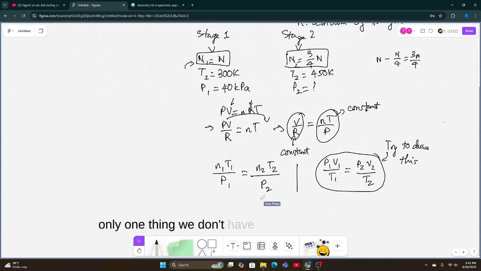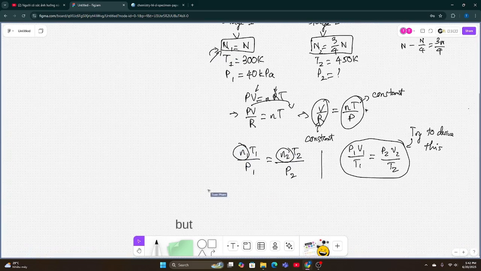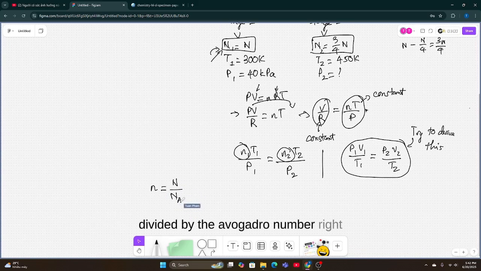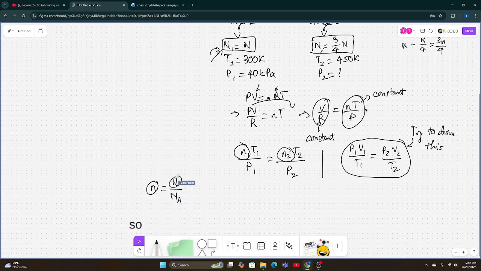Okay. All right. So now we have n1, n2, T1, T2, P2. The only thing we don't have is this: n is the moles, right? And this is the number of molecules, correct? But we do know that the mole is equal to the number of molecules divided by the Avogadro number, right? So these are directly proportional, moles and number of molecules. So the ratio of moles is nothing but the ratio of molecules.